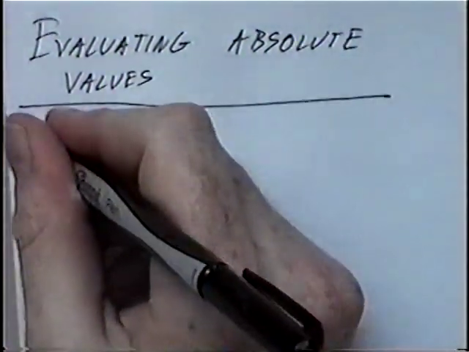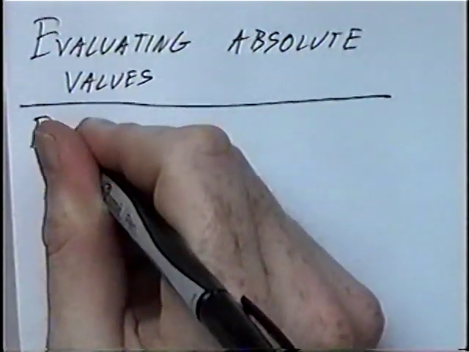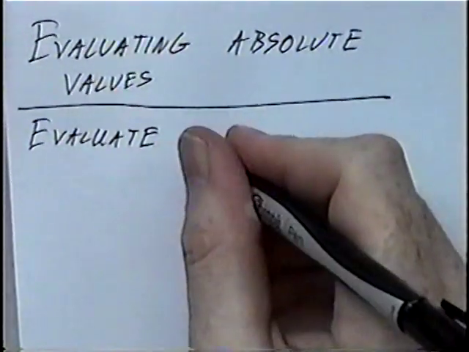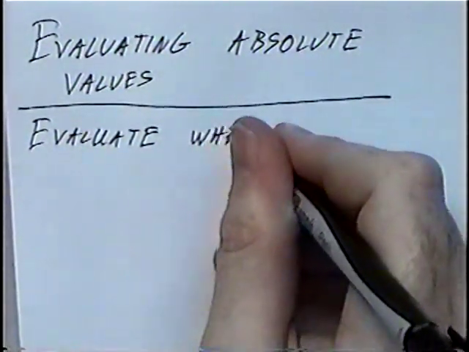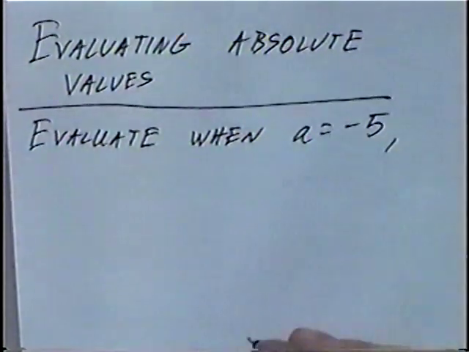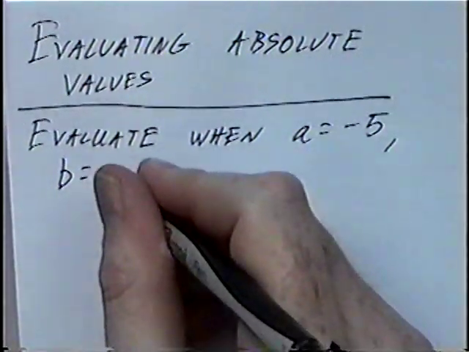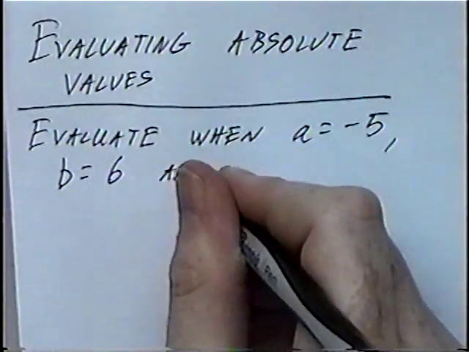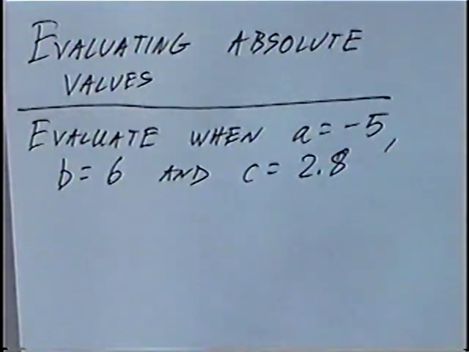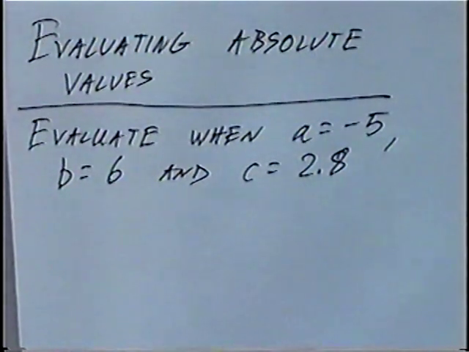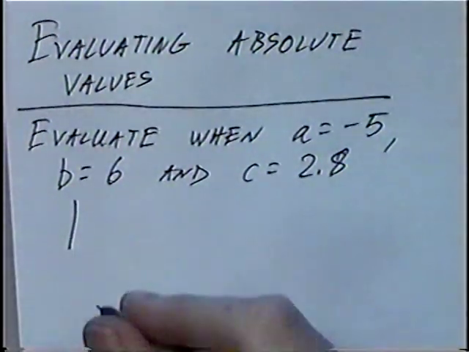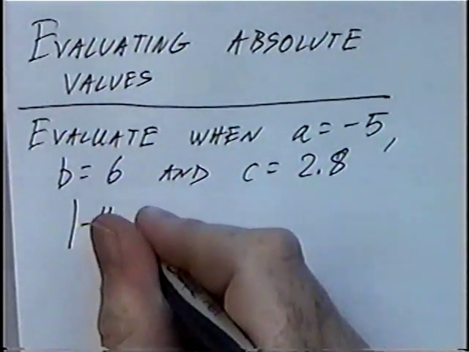Directions for this section is evaluate when A equals -5, B equals 6, and C equals 2.8. First question is the absolute value of -4b.